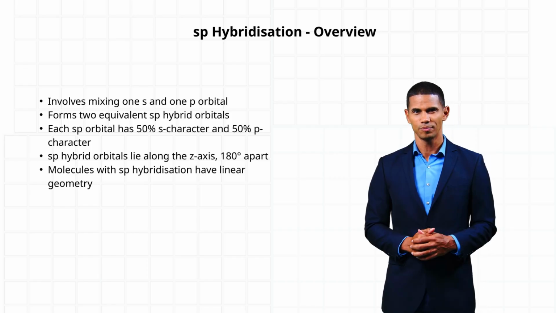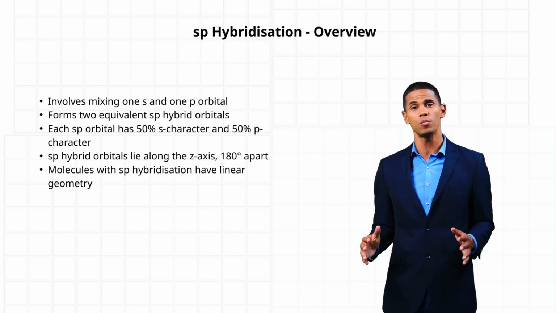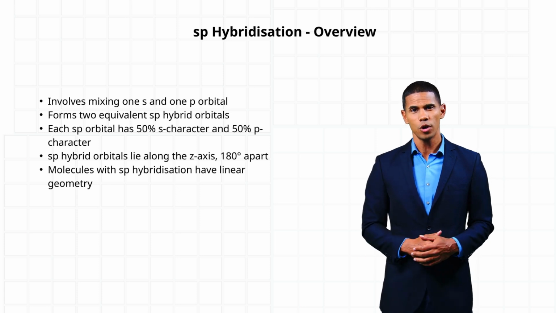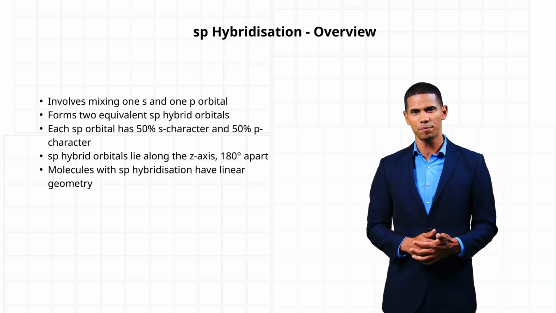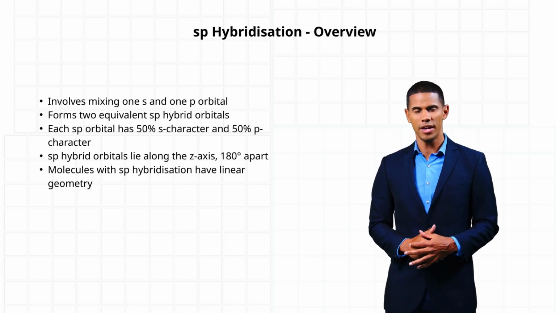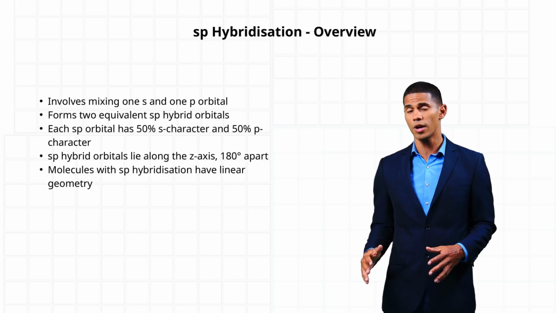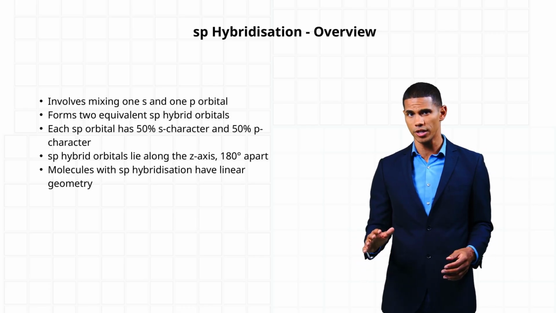Now let's jump into the first type of hybridization, sp hybridization. Step 1. sp hybridization occurs when one s orbital mixes with one p orbital from the same atom's valence shell. This creates two new hybrid orbitals that are exactly equivalent, both having 50% s character and 50% p character. Think of it as mixing equal parts of two colors to get a balanced new shade.